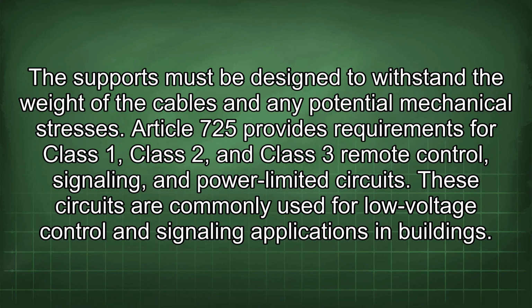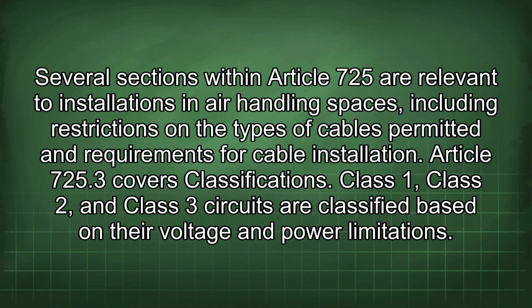Article 725 provides requirements for Class 1, Class 2, and Class 3 remote control, signaling, and power limited circuits. These circuits are commonly used for low voltage control and signaling applications in buildings. Several sections within Article 725 are relevant to installations in air handling spaces, including restrictions on the types of cables permitted and requirements for cable installation.